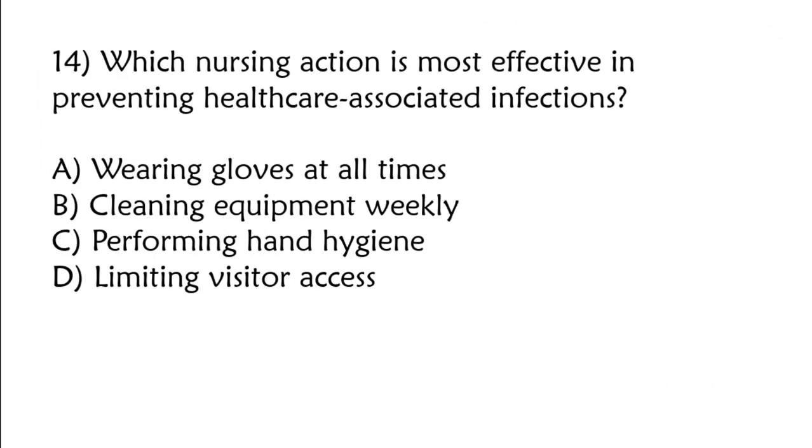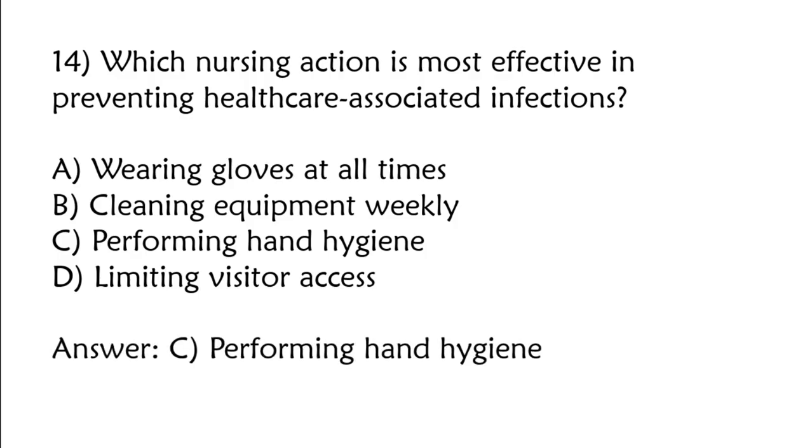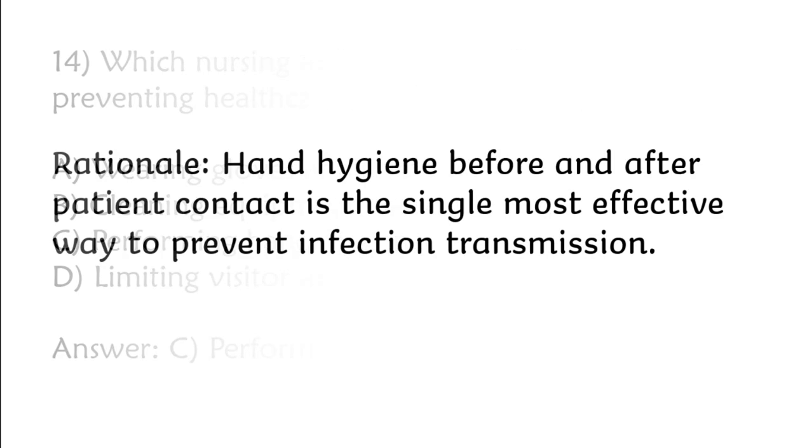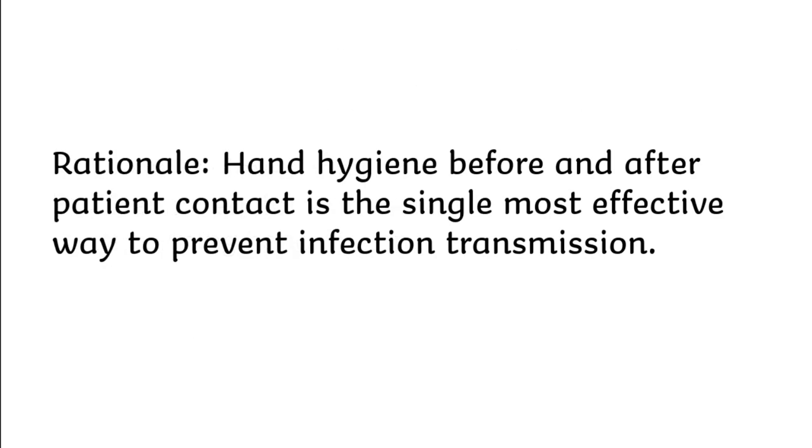Which nursing action is most effective in preventing healthcare-associated infections? Correct answer is C. Performing hand hygiene. Rationale: hand hygiene before and after patient contact is the single most effective way to prevent infection transmission.